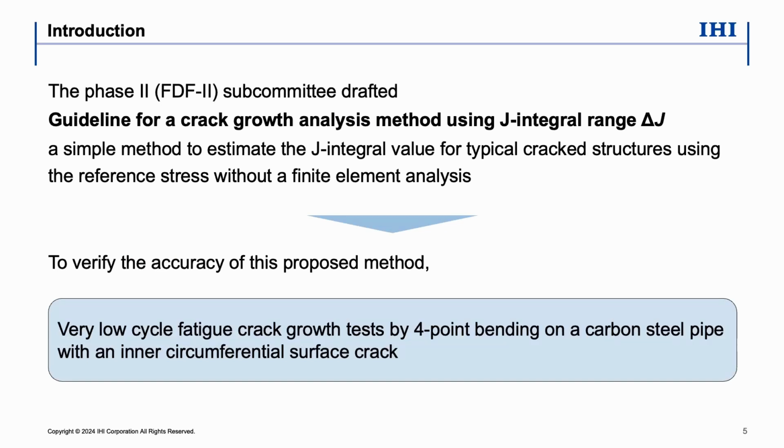The phase 2 FDF subcommittee drafted a guideline for a crack growth analysis method using the J integral range, delta J, which provides a simplified method to estimate the J integral value for typical cracked structures using the reference stress, without the need for finite element analysis. To verify the accuracy of this proposed method, we conducted a very low cycle fatigue crack growth test by 4-point bending on carbon steel piping with inner surface circumferential cracks. We discuss these results today.